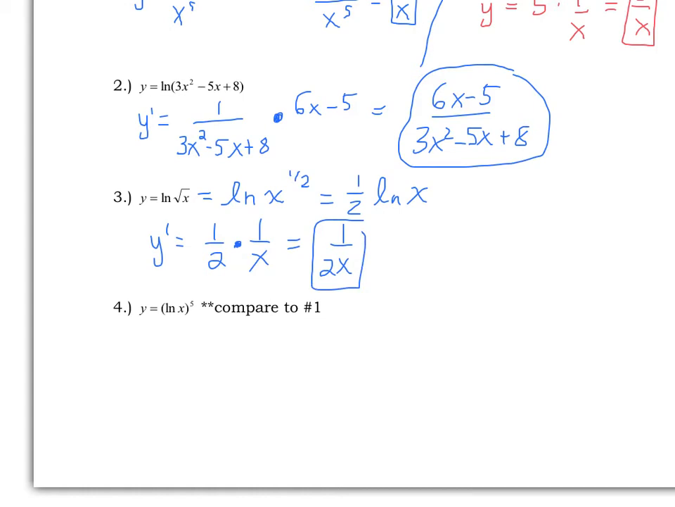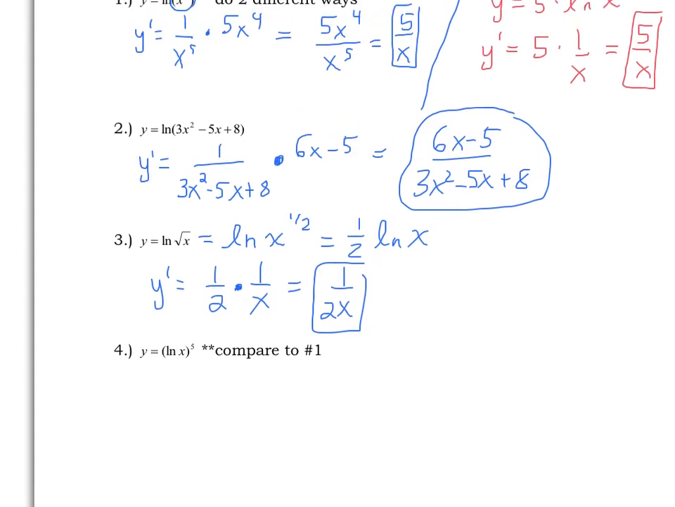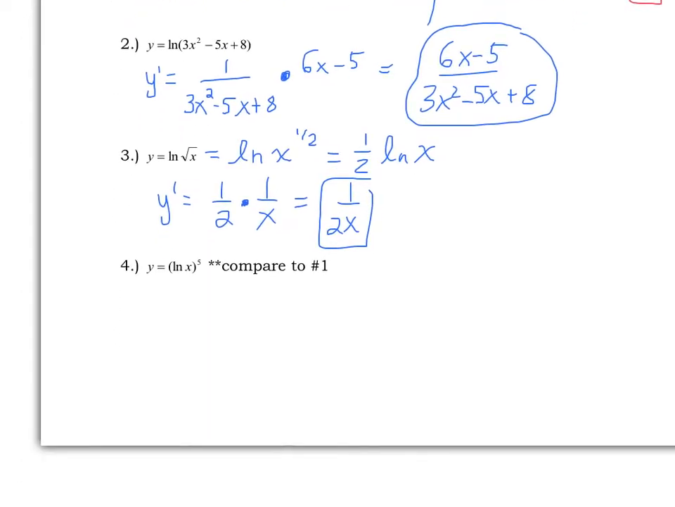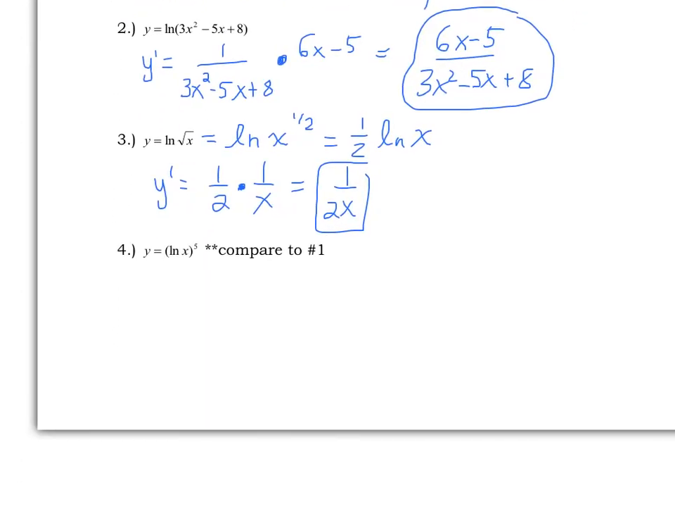Okay? Alright, number 4. We want to compare this to number 1. Notice that in number 4, the entire quantity is raised to a power of 5. So what that suggests is that we cannot use a log property. Look at the difference here. With number 1, you have the natural log of x to the power of 5. So we were able to put that 5 in front. But with this one, the whole quantity is raised to a power of 5. So you cannot use a log property.